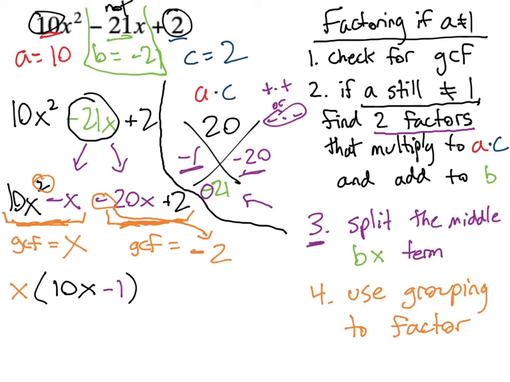From our second group of terms, we're going to divide both of those by negative 2. So now we're just going to divide the coefficients. Negative 20 divided by negative 2 is positive 10, and we still have x in that term because we did not divide x in the second group. And positive 2 divided by negative 2 gives us negative 1.